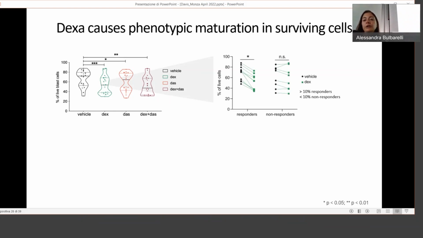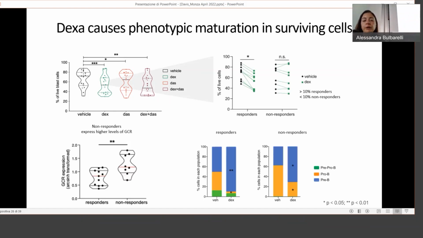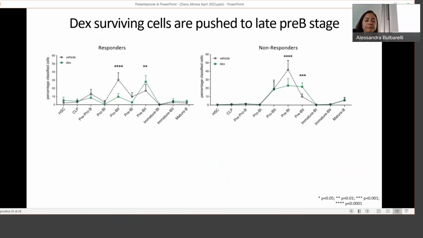And so we divided the cohort into responders versus non-responders based on that degree of cell death after 48 hours of dexamethasone. And we found that the GCR level was actually higher in non-responders compared to responders, and that the responders tended to start out with less pro-B cells than the non-responders. So potentially something about the developmental state that you're starting with and the level of glucocorticoid receptor is playing a role in the response.